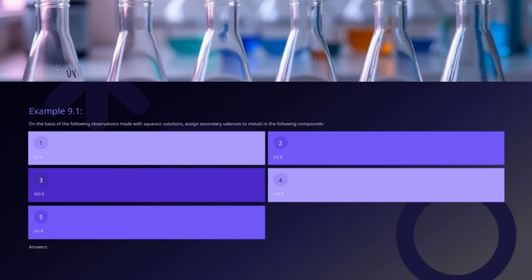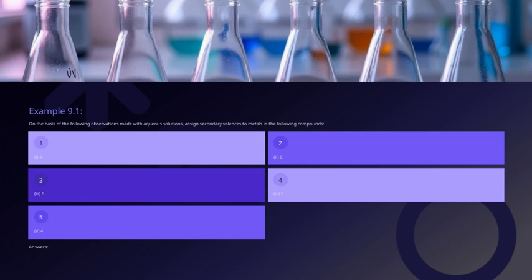For instance, when we see a value of 6, it indicates the metal is capable of forming 6 bonds, which suggests a specific coordination number. Similarly, when the values are 4 or 2, it tells us about the possible bonding capacity of the metal in those compounds. It's important to note that these secondary valences are derived from actual observations, and they help us understand the geometry and bonding behavior of metals in aqueous solutions.